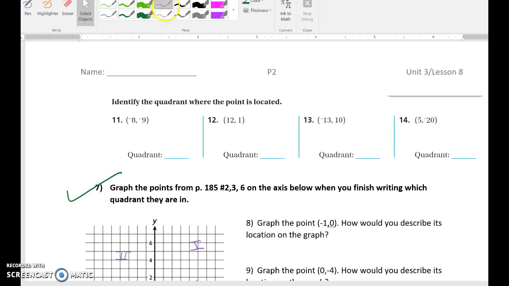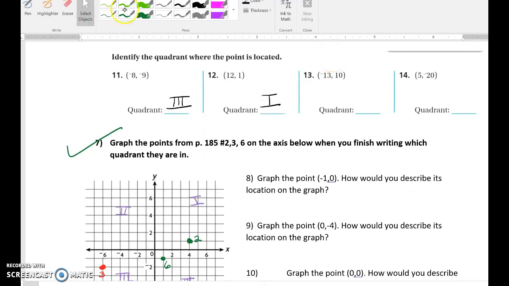So this point, (-8, -9), has 2 negative numbers. We know that 2 negative numbers takes us to quadrant 3. (12, 1), 2 positive numbers. We know that 2 positive numbers is quadrant 1. Now this one we have to think about because it's 1 negative and 1 positive.